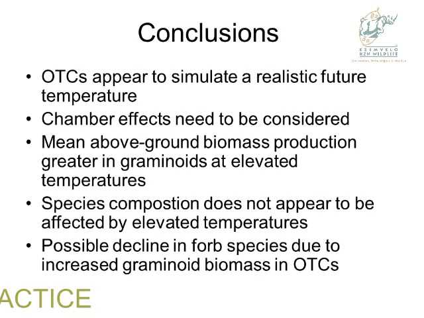The effects of elevated temperature on the vegetation were particularly evident when the above-ground biomass production of the graminoids were compared, with the mean biomass of the graminoids being greater in the elevated temperatures during the spring, summer, and autumn. Even with no significant changes in species composition when subject to elevated temperatures, there appears to be a decline in the number of forb species under these conditions, which we hypothesize is due to the increased biomass production of the graminoids.